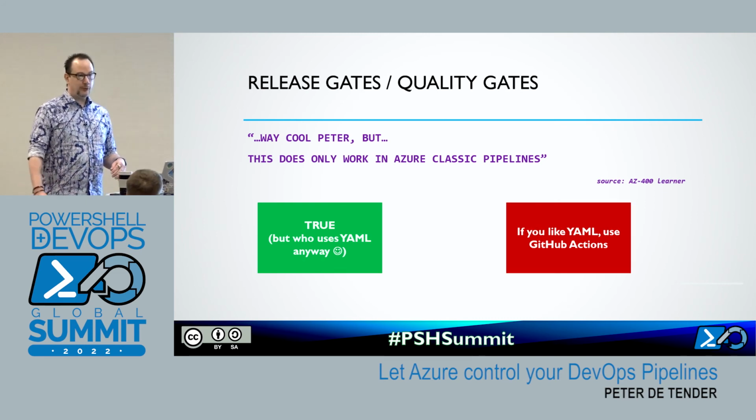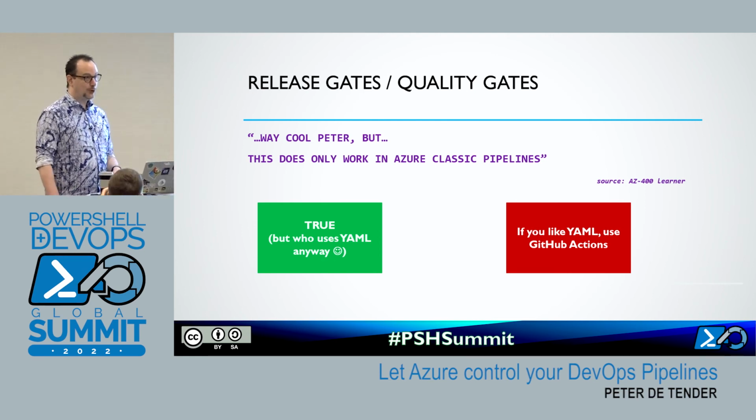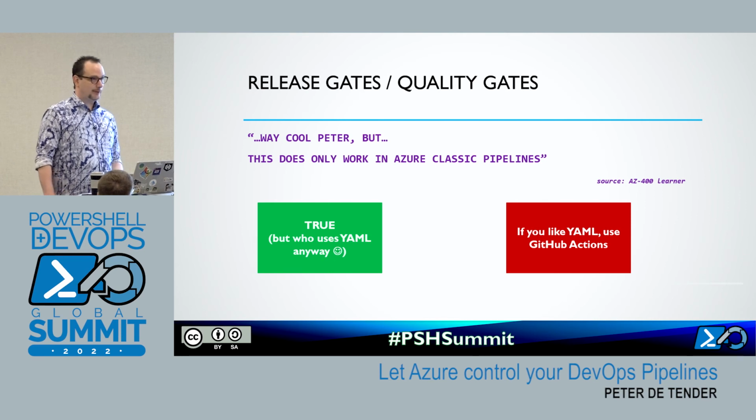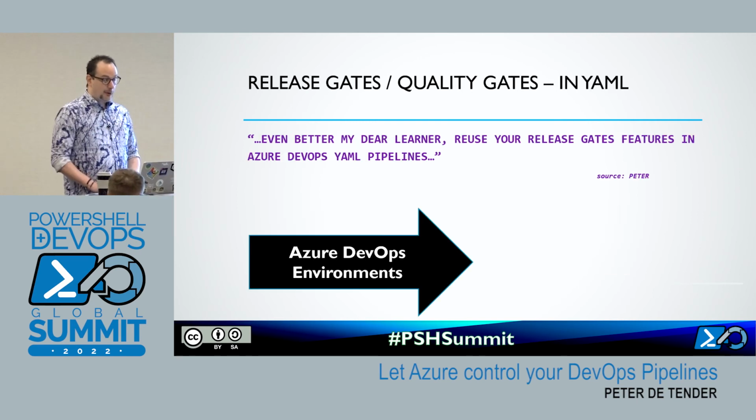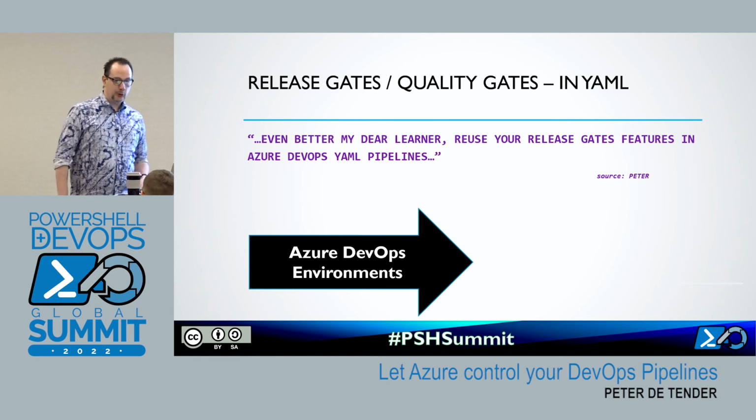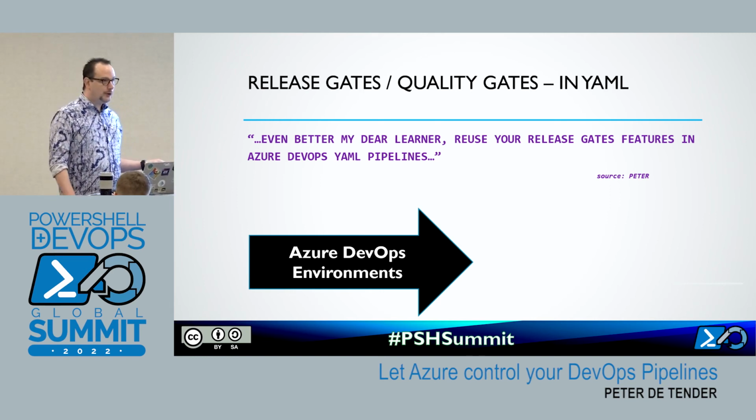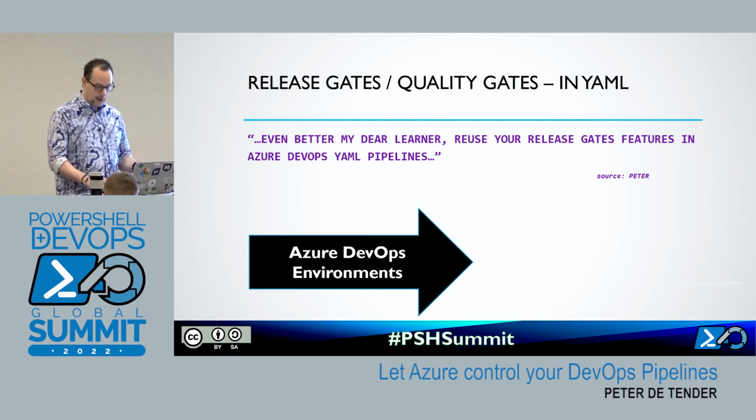Or other feedback. If you want to use YAML, like pipelines as code, don't use Azure DevOps. Not correct. Azure DevOps supports the full 100% YAML-based pipelines. That's what I'm going to show you. Everything I talked about, release gates or quality gates, can be used in YAML. You don't need to go to the classic first, copy-pasting everything. You just start from scratch with YAML.